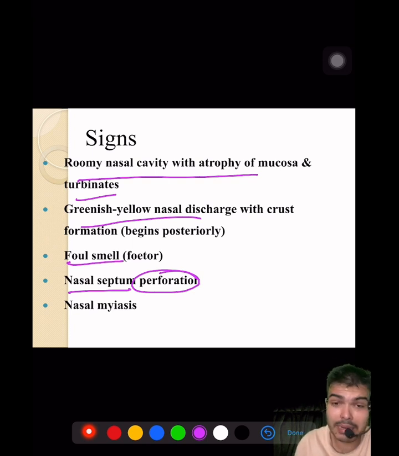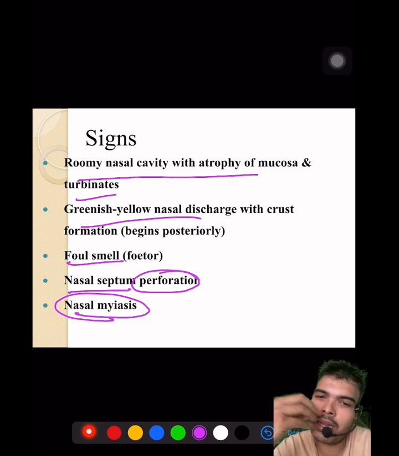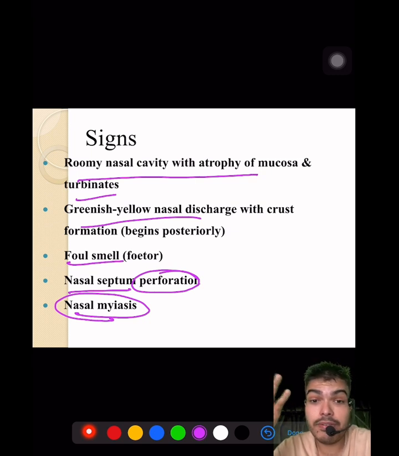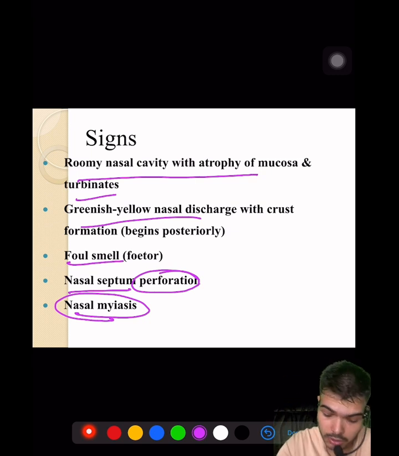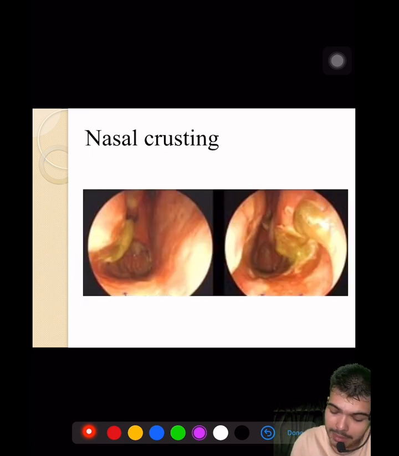Nasal myiasis can be there. Nasal myiasis means all those maggots can infiltrate the nose. Why will they infiltrate? Because there is a pungent odor, and they love that odor, and more eggs will come from here. There will be formication in the case of nasal myiasis, okay. And in severe cases, it can lead to nasal perforation also. Lot of problems. Nasal crusting, see the greenish yellow discharge, you can see it more clearly in this picture.